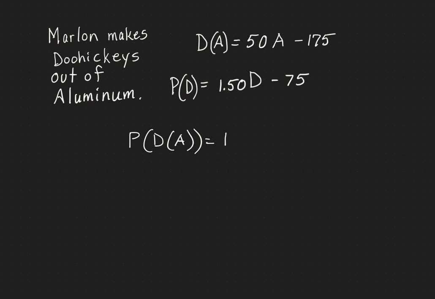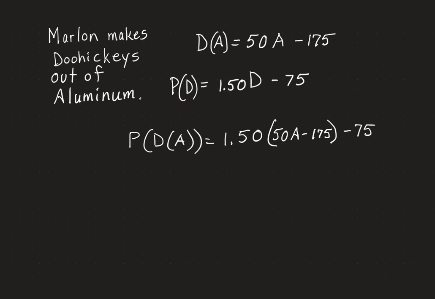So I start with my function p, and wherever I have a variable in there, I leave room for the function I'm going to put in there. And then I finish writing minus 75 because I need 1.5 times my variable minus 75. And what's the variable I'm going to put in? The function for doohickeys, d of a. So I have to write a little smaller here. 50a minus 175.